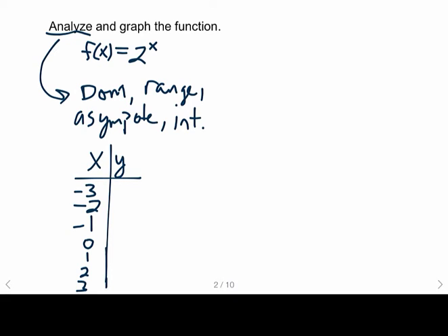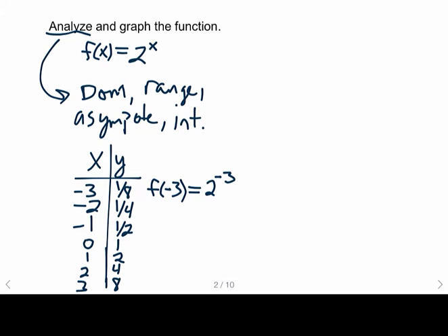F of -3, now that would be 2 to the -3, and the output there is 1/8. Quick mental work will convince us that if the input is -2, 2 to the -2 is 1/4. 2 to the -1 is 1/2. 2 to the 0 is 1. That's true of any base that's legit. In fact, that's true of any base that's not 0. 2 to the 1 is, of course, 2. 2 squared is 4, and 2 cubed is 8.